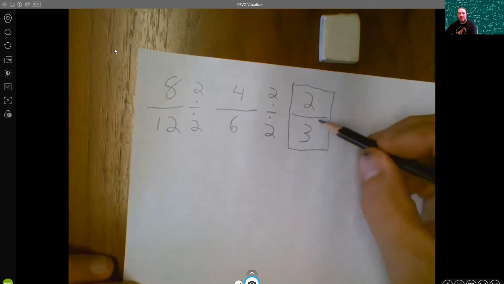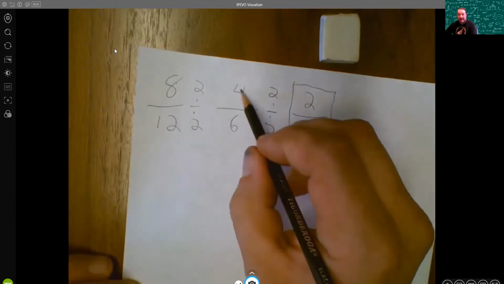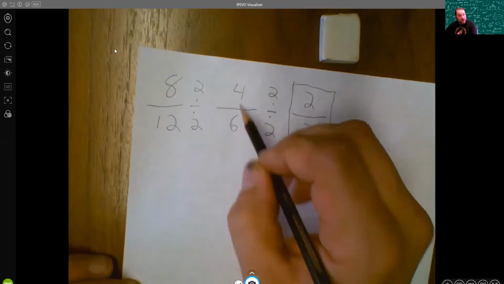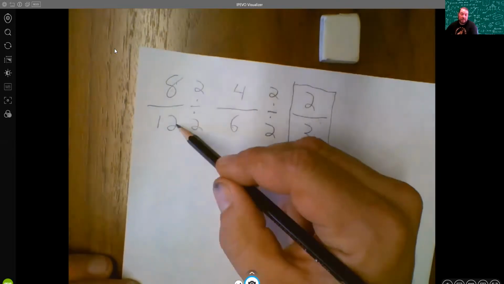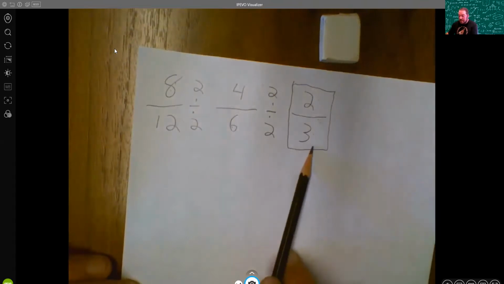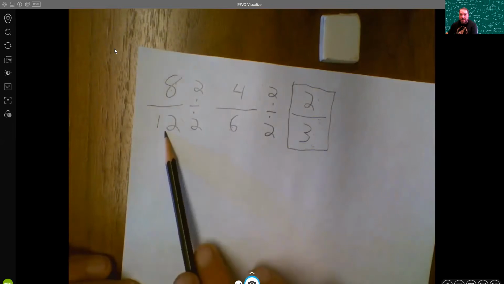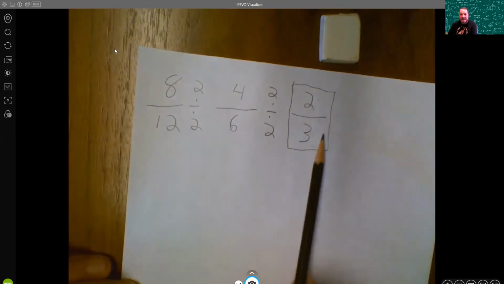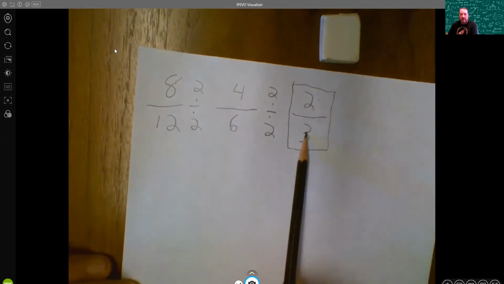If you give this answer, you're correct. If you give this answer, 4/6, still wrong. If you give 8/12, you're obviously wrong because you didn't simplify it at all. That's what you're asked to do. So remember, this is correct, this is incorrect, this is incorrect. We need it in its lowest terms. We need to simplify as far as we can.